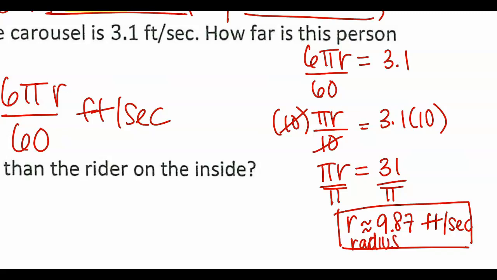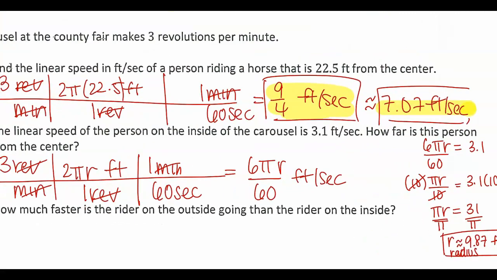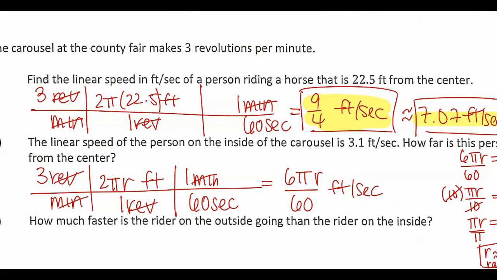We now need to figure out how much faster is the rider on the outside going than the rider on the inside. Well, based on what we've solved and what we know, we can actually use the speed for both of these to actually find our answer.